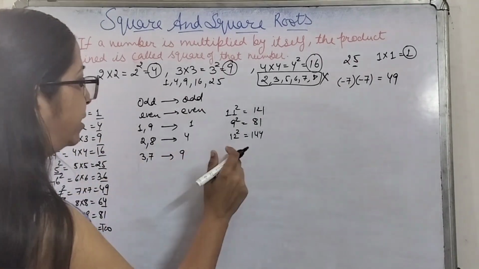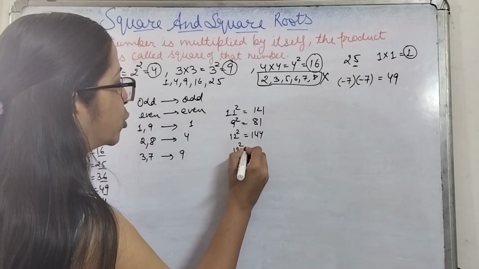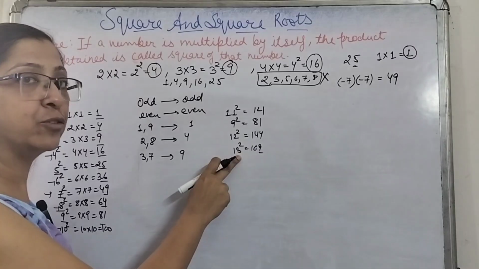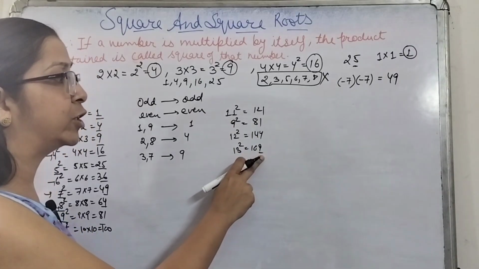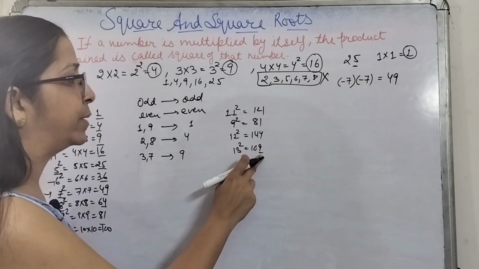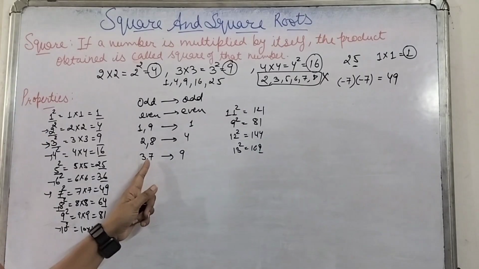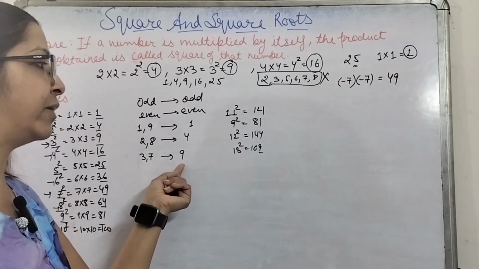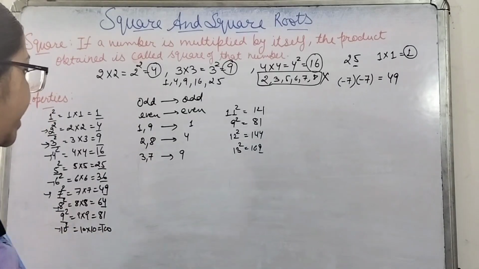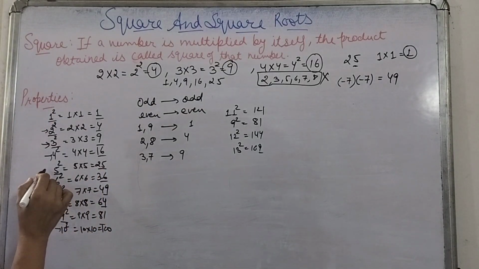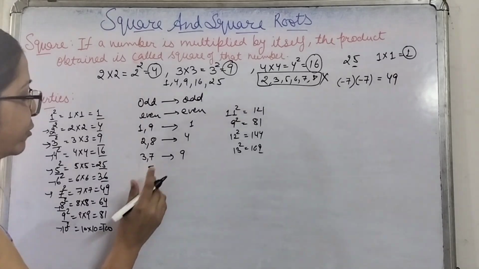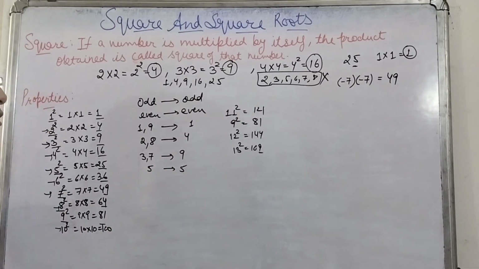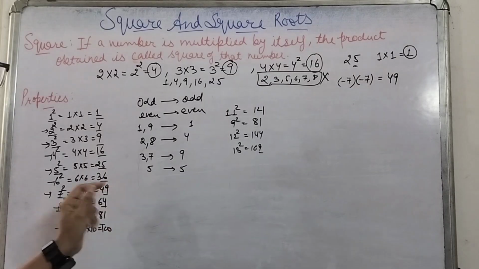Like if we take 13, 13 squared is 169, ending with 9. If the number has 3 at its unit place, the square will be ending with 9. Similarly, if the number ends with 7, then also the unit place of the square will be 9. And if the number is ending with 5, the square will also have 5 at its unit place.